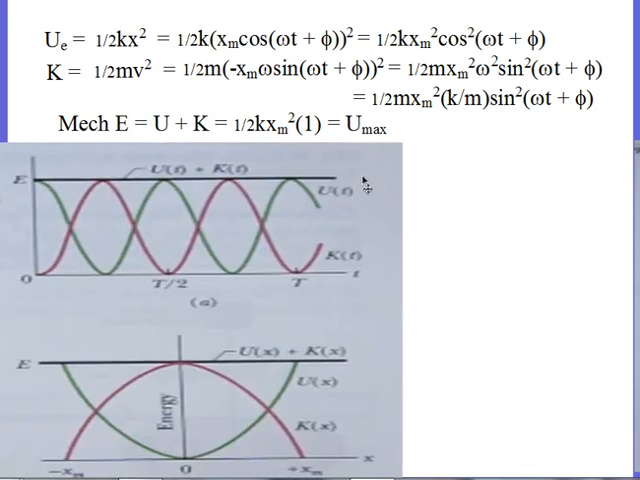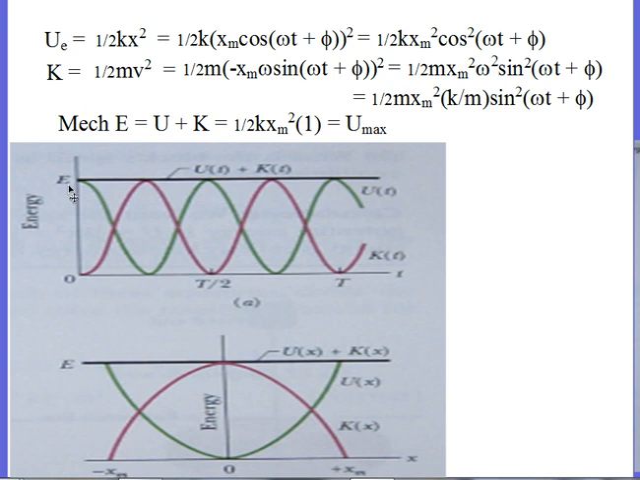Basically the point is that the energy stays constant, but it oscillates between being in the kinetic form and being in the elastic form. The sum of those two stays a constant value, which is the maximum elastic energy, or if you like, the maximum kinetic energy. As the elastic energy goes down, the kinetic energy goes up, and by exactly the same amount, so that the sum stays constant.